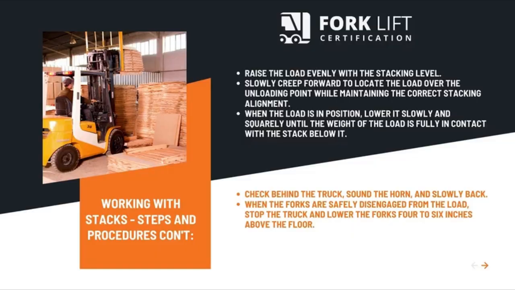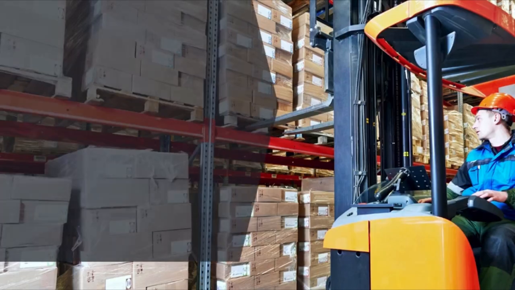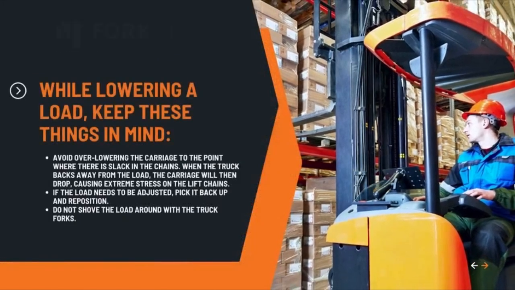When the load is in position, lower it slowly and squarely until the weight of the load is fully in contact with the stack below it. Check behind the truck, sound the horn, and slowly back up. When the forks are safely disengaged from the load, stop the truck and lower the forks 4 to 6 inches above the floor. While lowering a load, keep these things in mind.